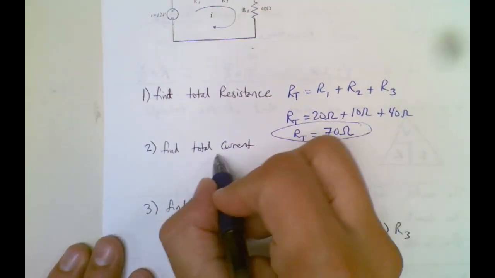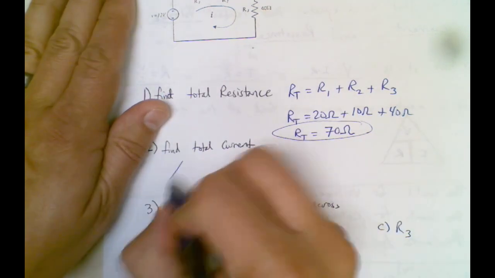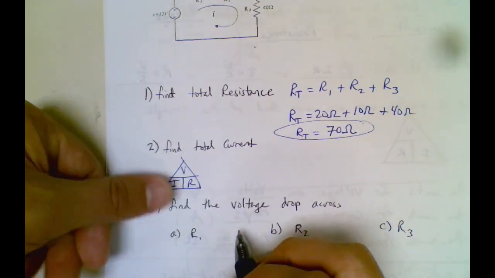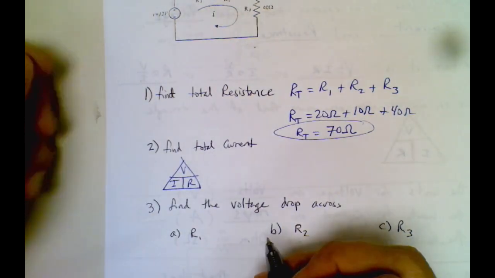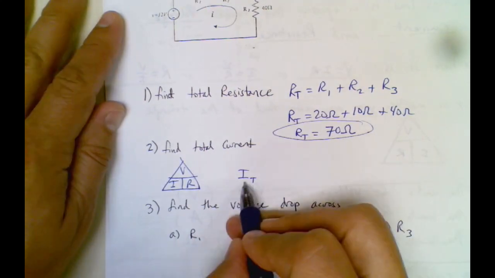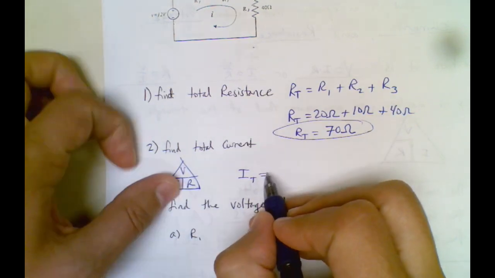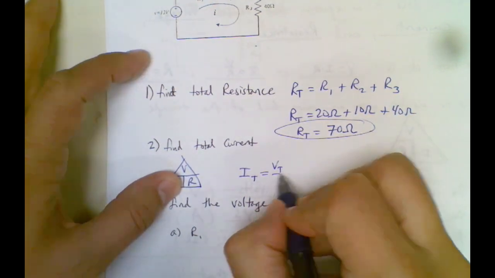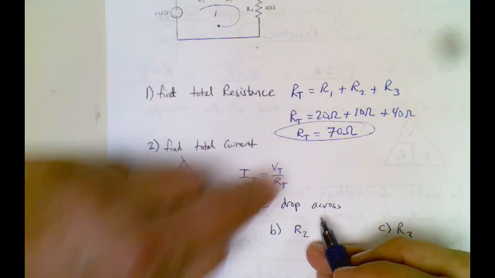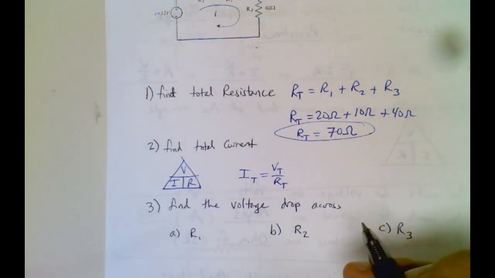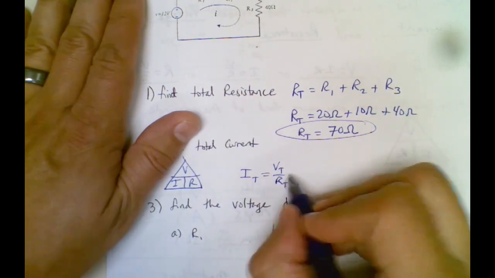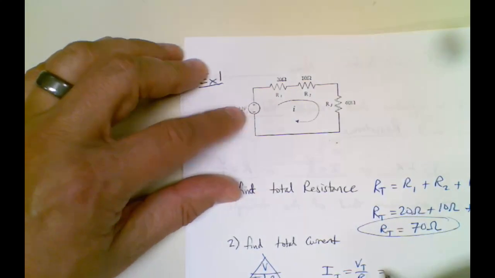All right, total current. If I did my little triangle, VIR, and I blocked off current, I would have V over R. But you've got to be careful, because when I'm looking for total current, I want you to actually write I sub T, and it has to equal not just V over R, but V sub T over R sub T. You don't want to grab one of the individual resistances and put it in here if we're talking about total resistance. In this problem, I already know my total voltage because it's up here. It's 12 volts.